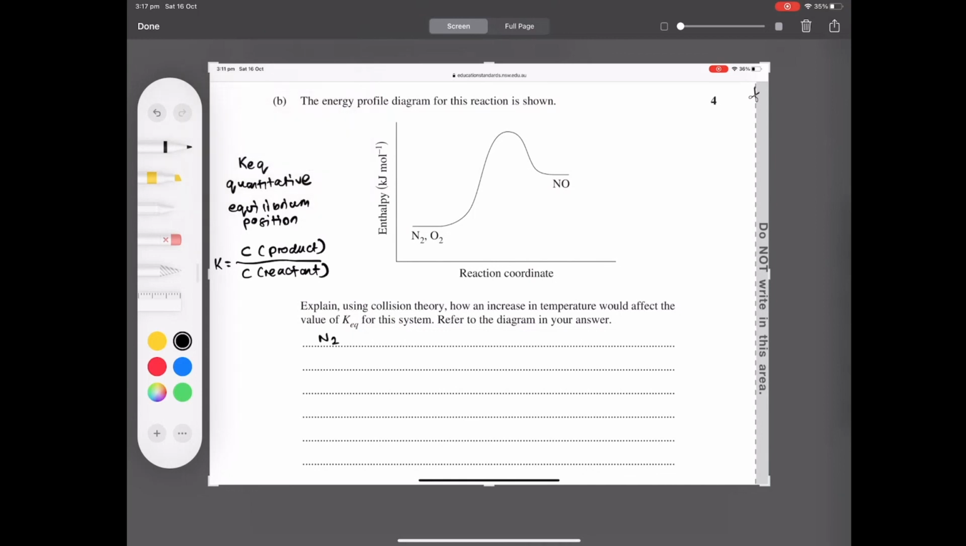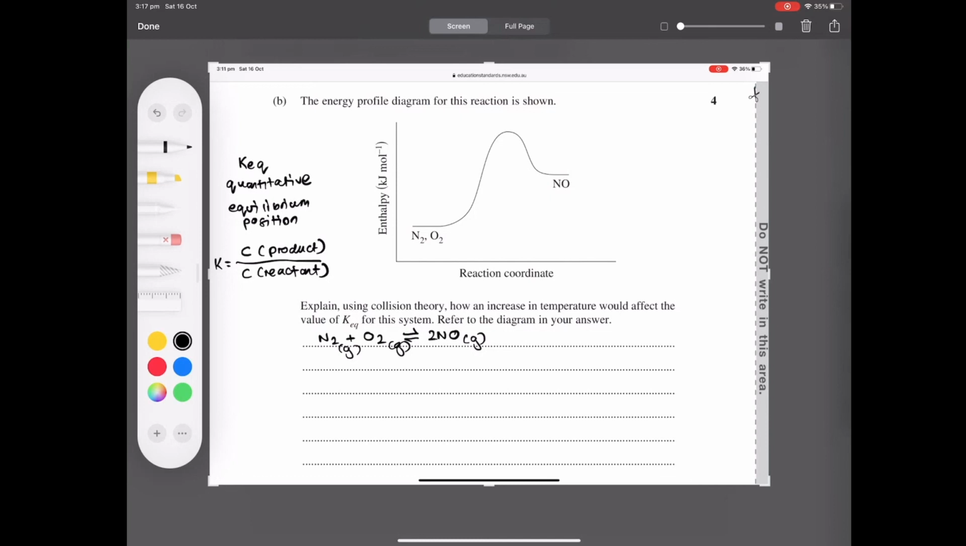N2 plus O2 gives... Remember, NO. They're different substances. Good. And they give NO, and then balance it. Good job, right? So it should say these are all gases. Does it say that here? No, doesn't matter. But you should know vaguely that diatomic particles are typically gases. And NO is also a gas.